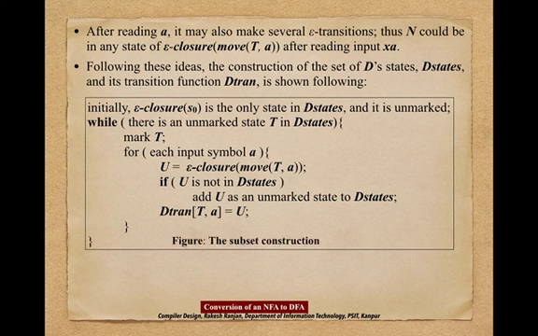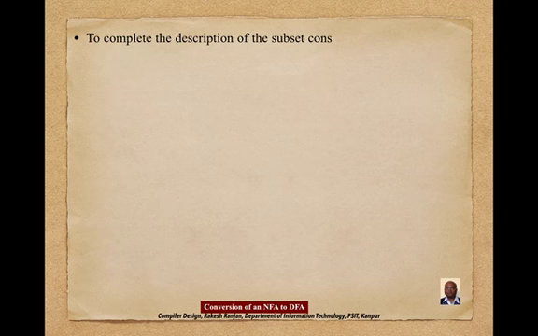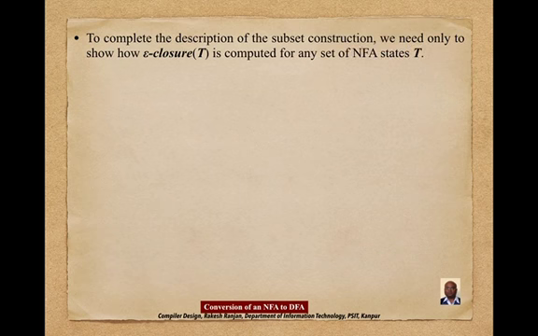So this is the figure of the subset construction. The start state of D is epsilon closure of s0, and the accepting states of D are all those sets of N states that include at least one accepting state of N. To complete the description of the subset construction, we need only to show how epsilon closure of T is computed for any set of NFA states T.